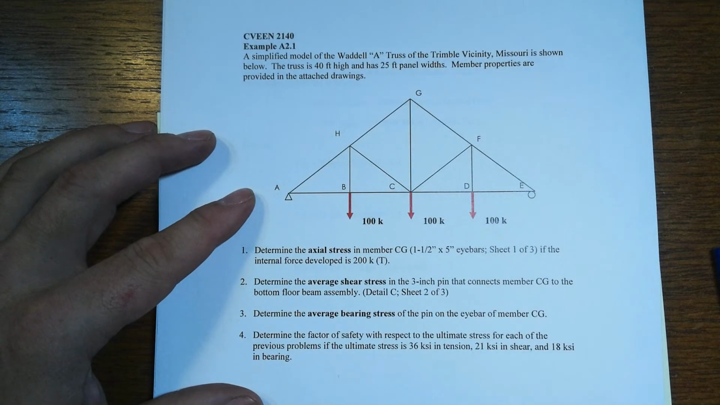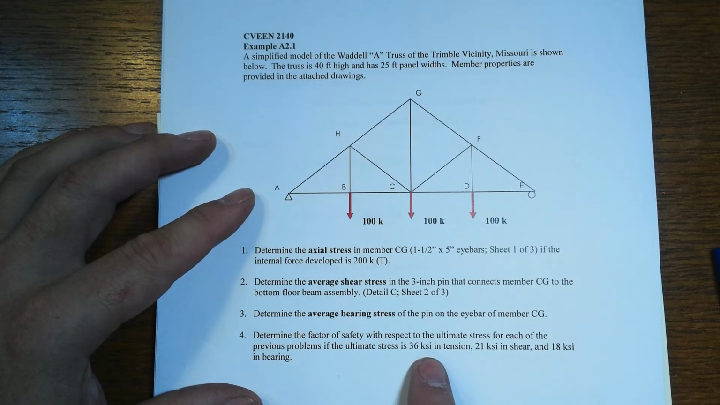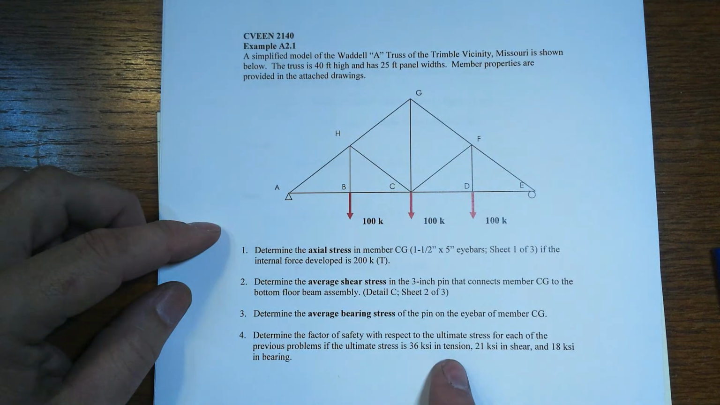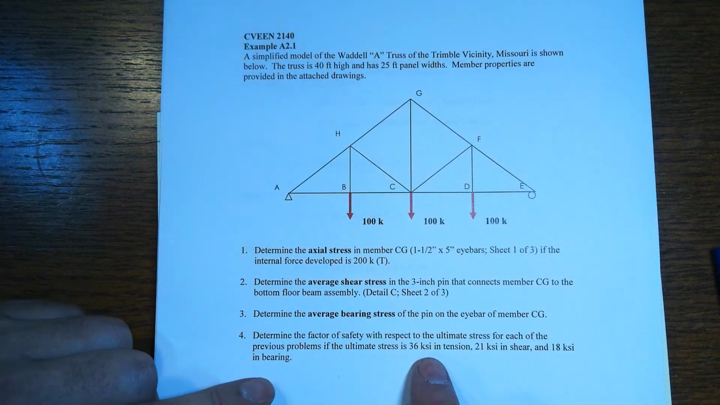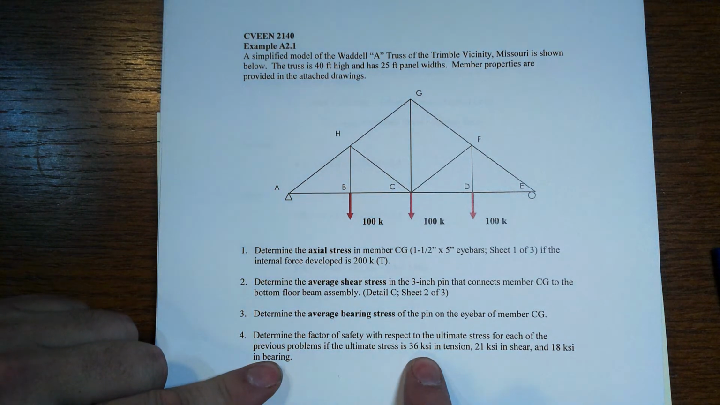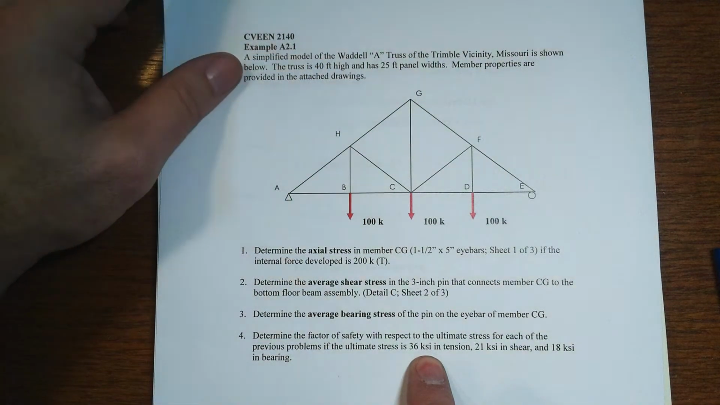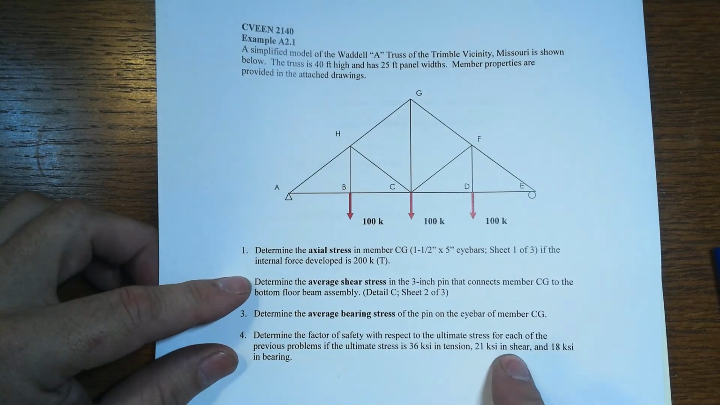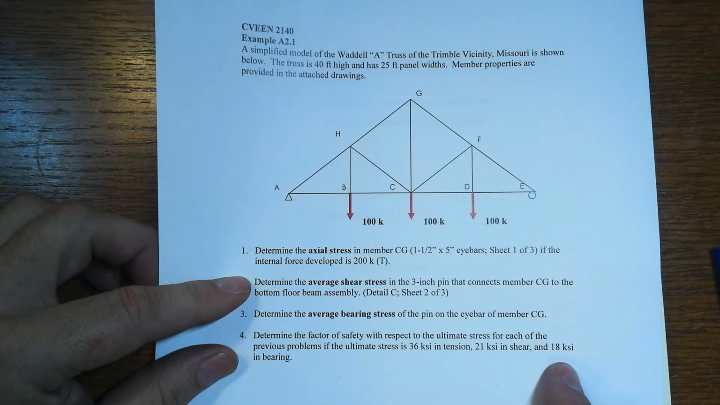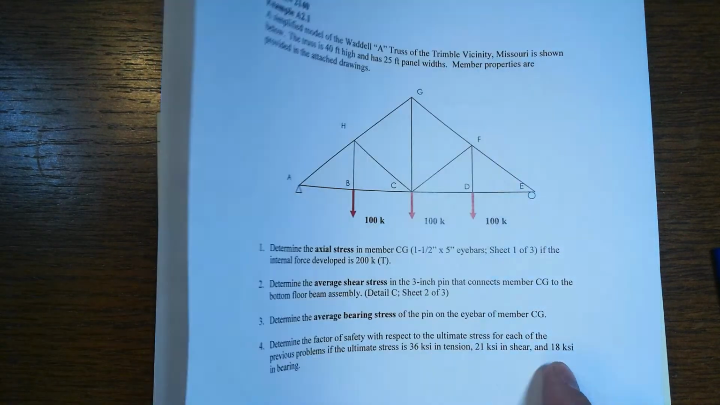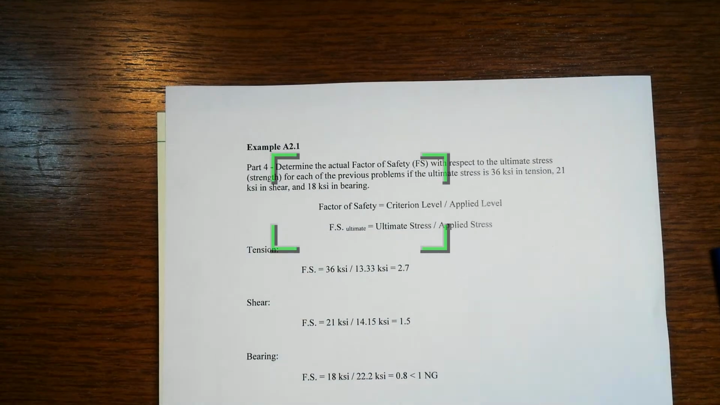So in the last or fourth part of this item, what we're going to do is compare those to some criterion stresses. And you'll eventually begin to learn how to look these up and find these, but right now I'll just give them to you. For this particular material, our criterion is that we don't want the tensile stress in the gross part of the member to be more than 36 ksi, we don't want the shear stress to be more than 21 ksi, and we don't want the bearing stress to be more than 18 ksi. Let's take a look and see how we might do this, which is really just a simple ratio. That's all we're going to do.